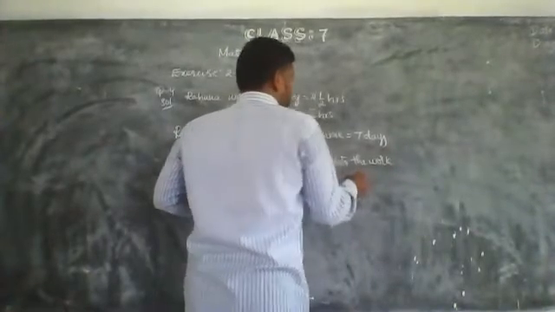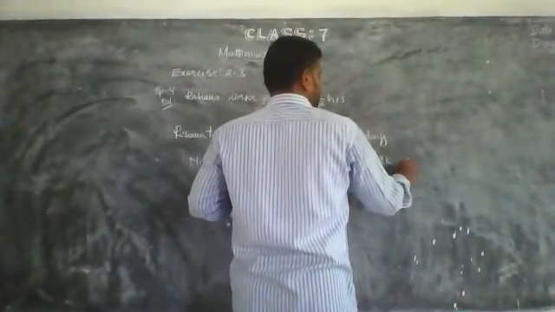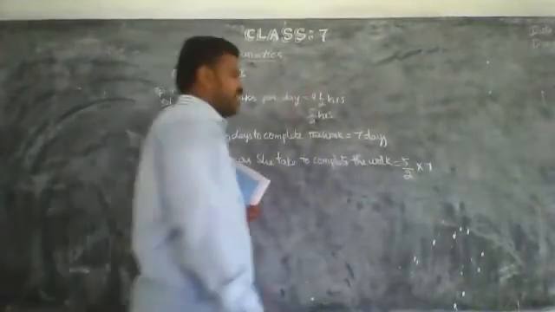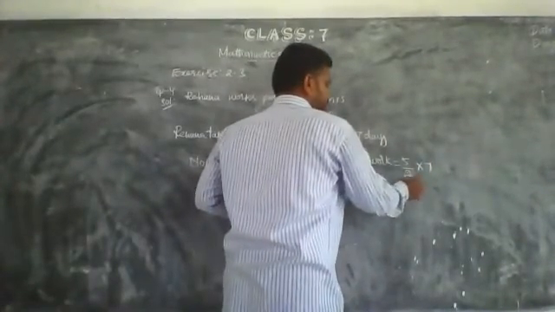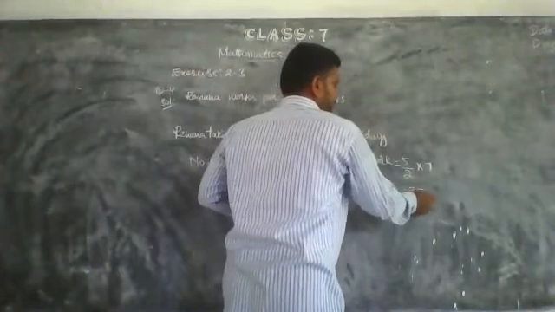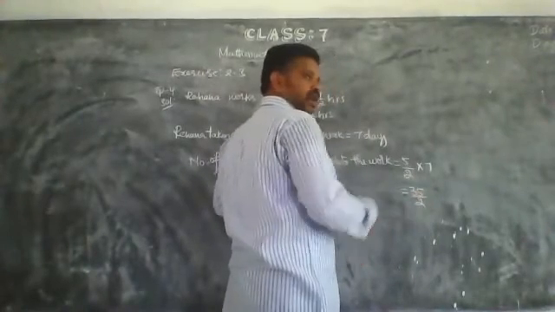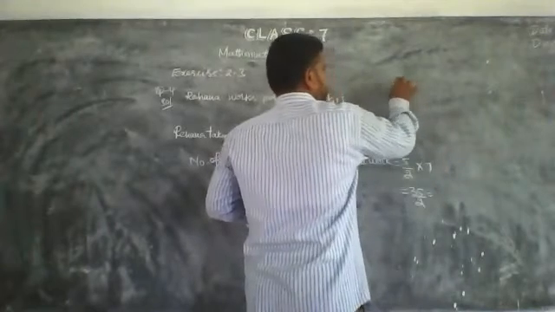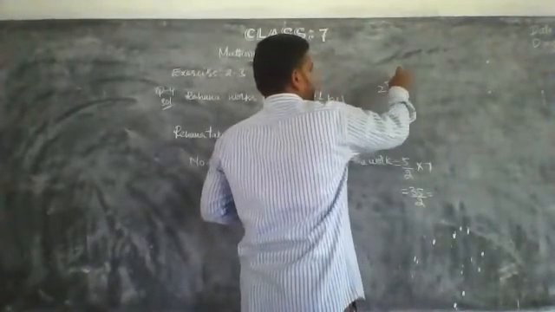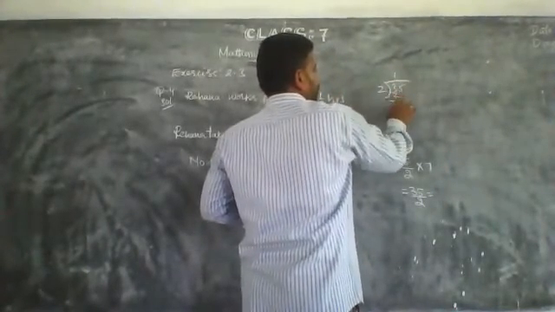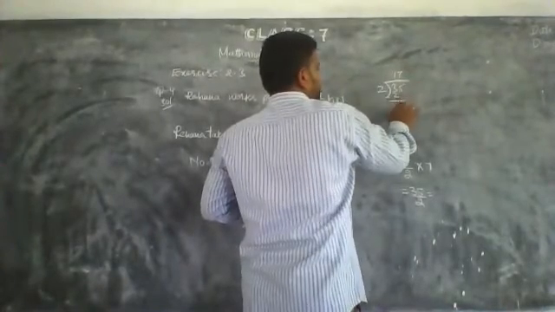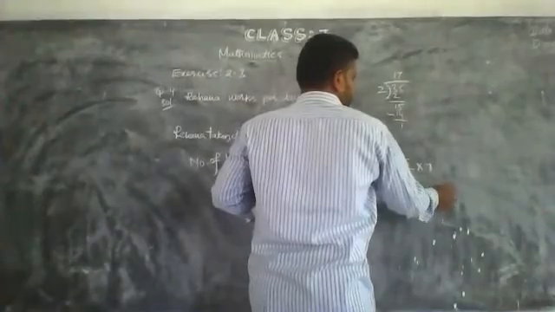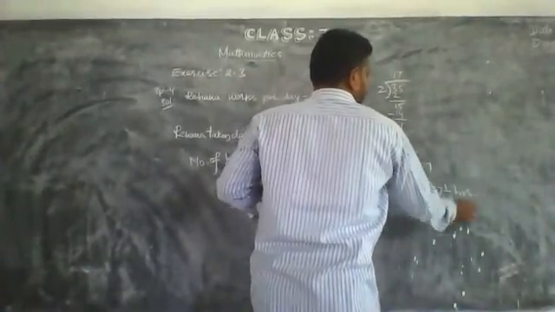Per day how many hours? 5 by 2 hours. How many days has she taken? 7 days. Altogether how many hours? 35 by 2. But where is the 4? That means you just divide it. 2 sevens are 14, 2 fifteens are 30 and 1, 17 and 1 by 2 hours.